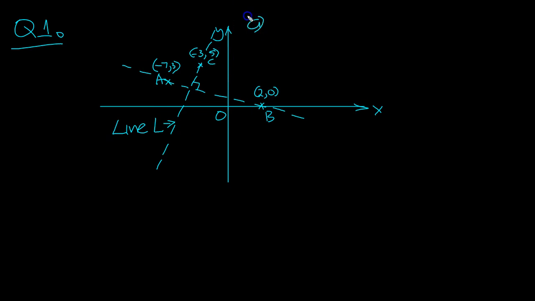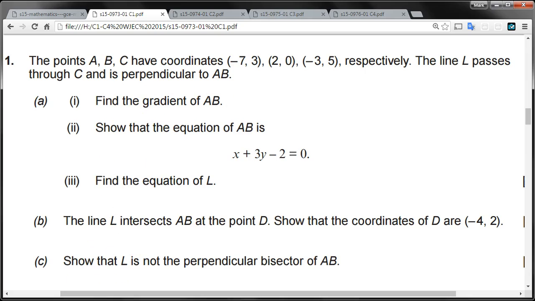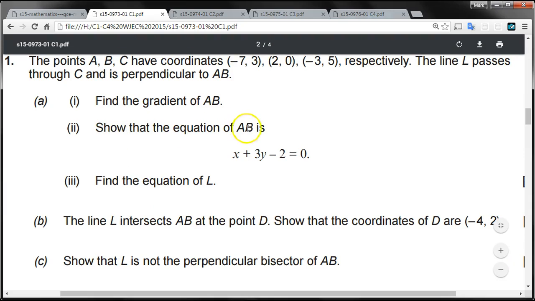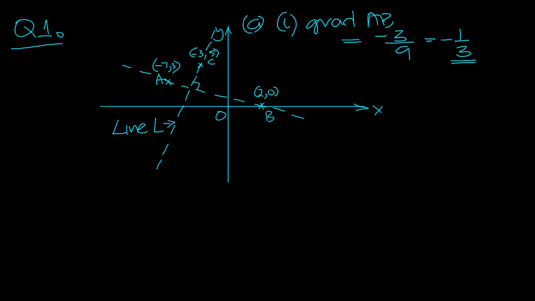So the first part of the question then, find the gradient of AB. So the gradient of AB is equal to the increase in Y, 3 to 0 is minus 3, divided by the increase in X, minus 7 to 2 is 9, so that's minus 1/3.